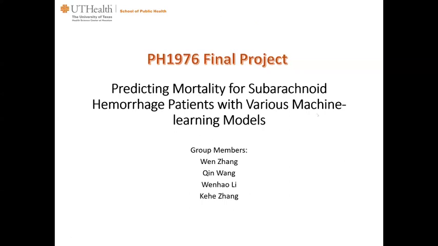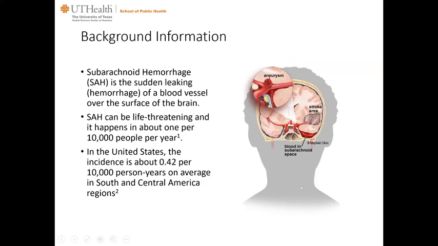Good afternoon, everyone. We are group 9, and our project is predicting mortality for ICH patients with various machine learning models. Here is background information. ICH is the sudden leaking of a blood vessel over the surface of the brain. ICH can be life-threatening, and it happens in about 1 per 10,000 people per year. In the US, the incidence is about 0.32 per 10,000 per year on average in South and Central America regions. Our task is to predict mortality for ICH patients in the provided test data set using machine learning models.